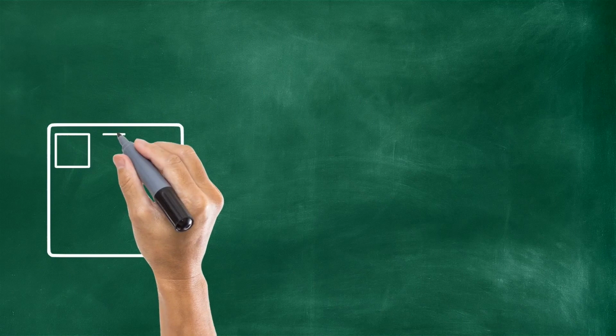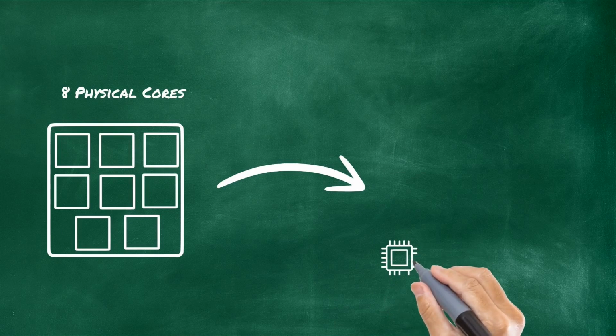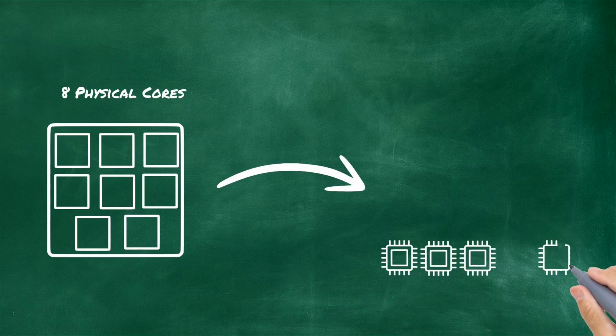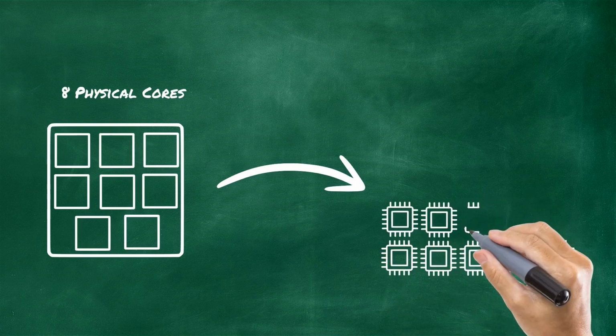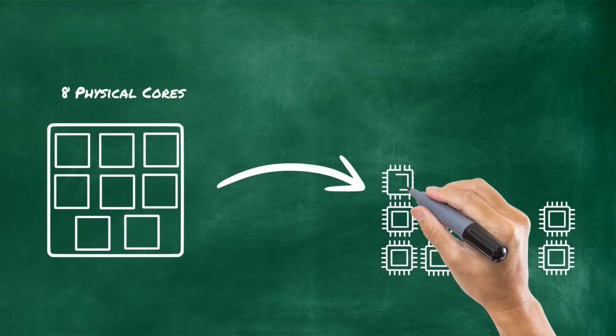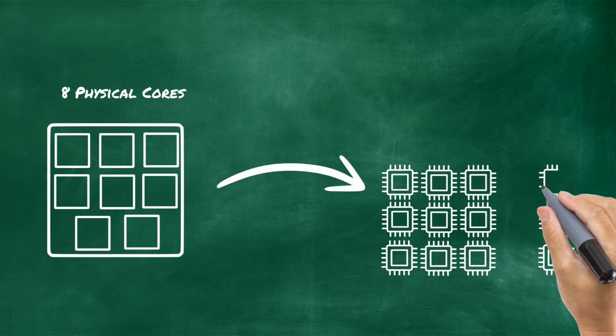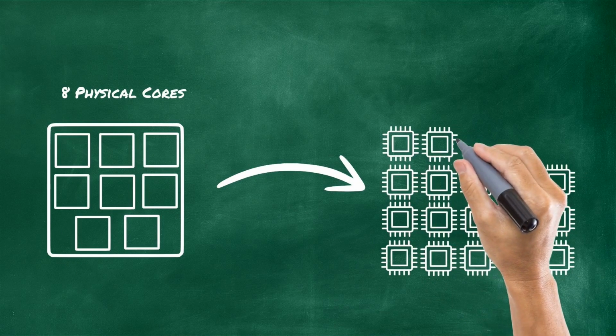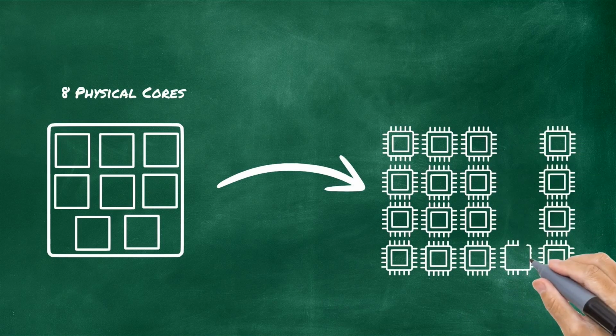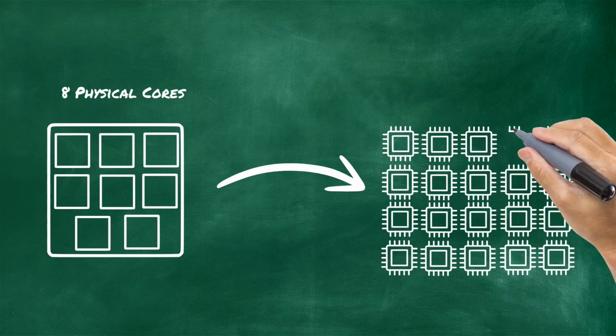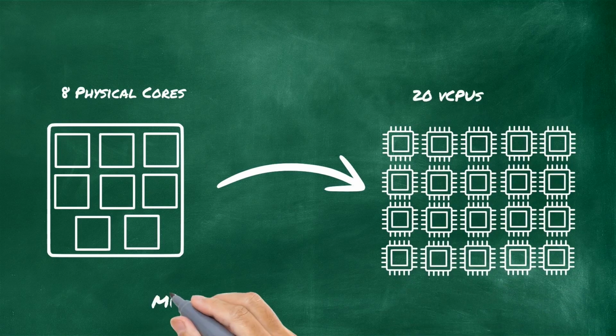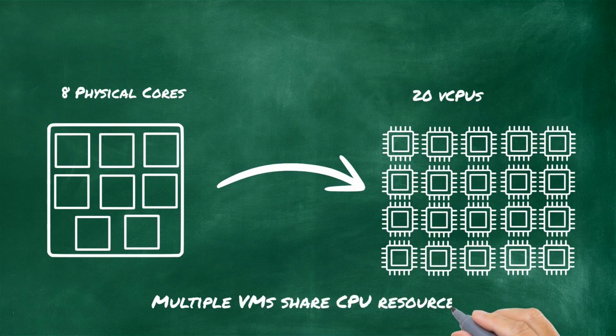Now let's consider a practical example. Imagine an ESXi host with 8 physical CPU cores. Those 8 cores represent 8 available pCPUs. But inside that host, you might run 10 virtual machines, each configured with 2 vCPUs. That means the hypervisor now needs to schedule 20 virtual CPUs across 8 physical CPU cores. So how does ESXi handle this?